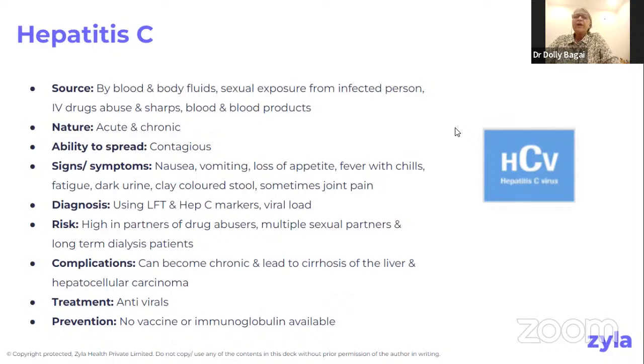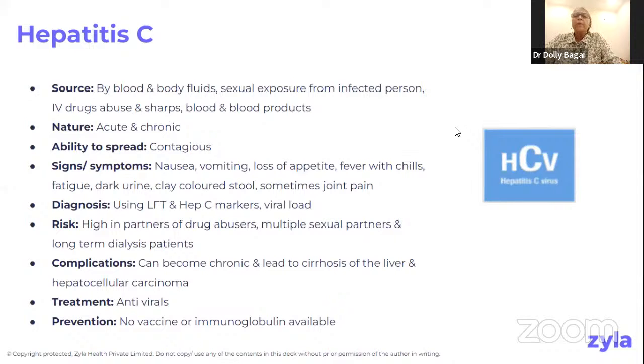How do you diagnose hepatitis C? You diagnose hepatitis C by using the same methodology, liver function test, hepatitis C markers, and viral load. What is the risk? The risk is high in partners of drug abusers, multiple sexual partners, and long-term dialysis patients. These are the ones who are extremely at high risk to acquire hepatitis C. And what are the complications?